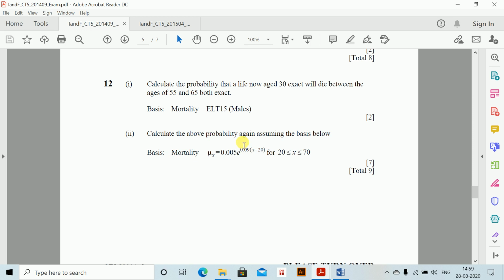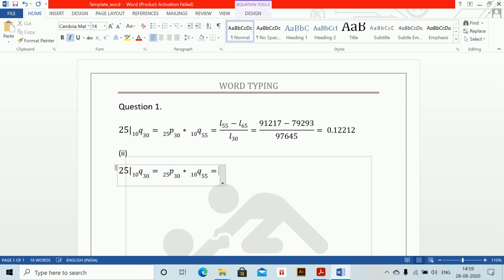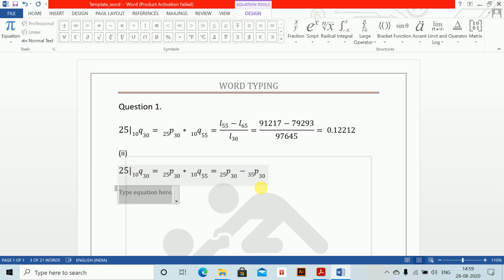Part 2 says calculate the above probability, again assuming the basis below. Mortality is given to us: mu x is equal to 0.05. I'll copy this part. For 25 deferred, if you solve this, 25p30 into 10q55 comes to 25p30 minus 35p30. So first we calculate the value of kp30.